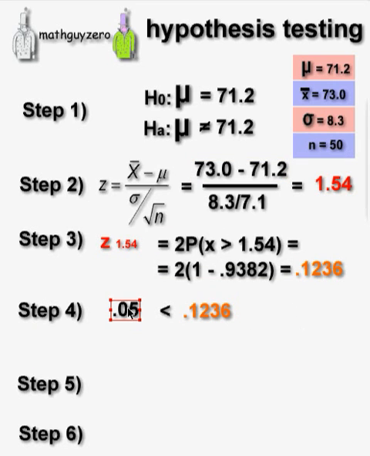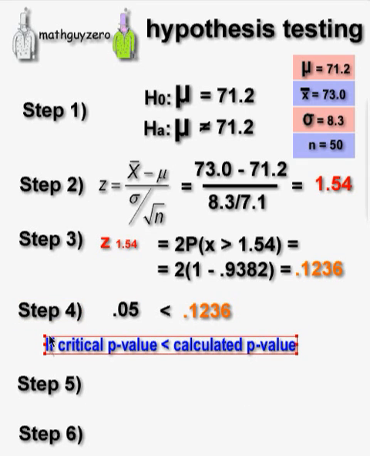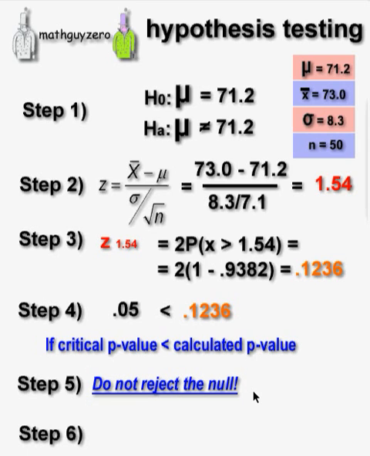So we have an alpha level which is less than the calculated p-value. So if the critical p-value is less than the calculated value, we make our decision. We do not reject the null in this case.